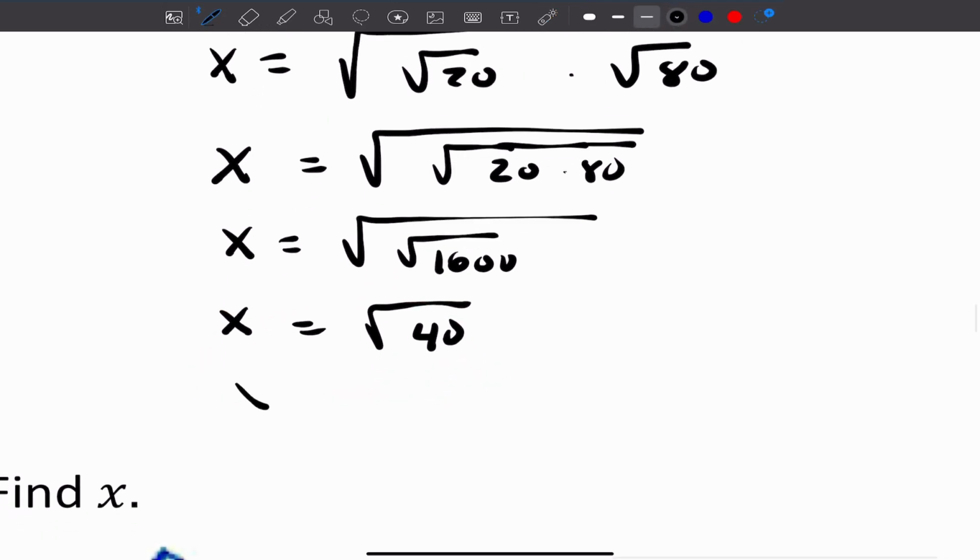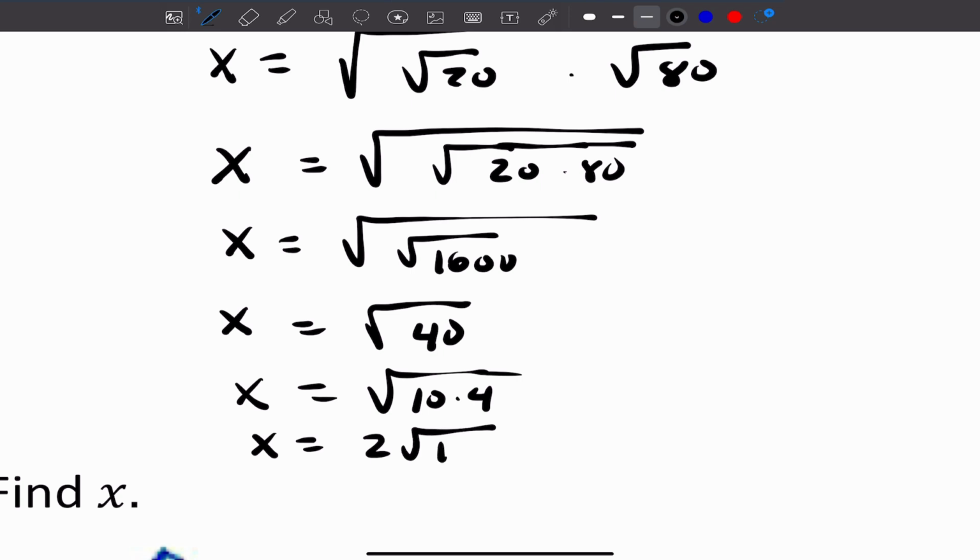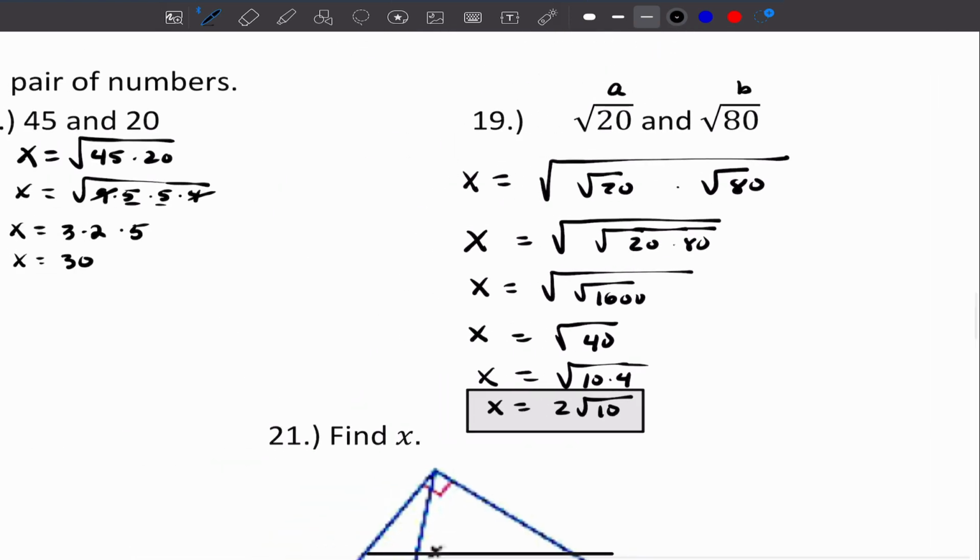What two numbers multiply together that'll give me 40? Well, I'm thinking 10 and 4 because I want a number with a perfect square, which will be 4. So x is equal to 2 root 10. That one was a little tricky.